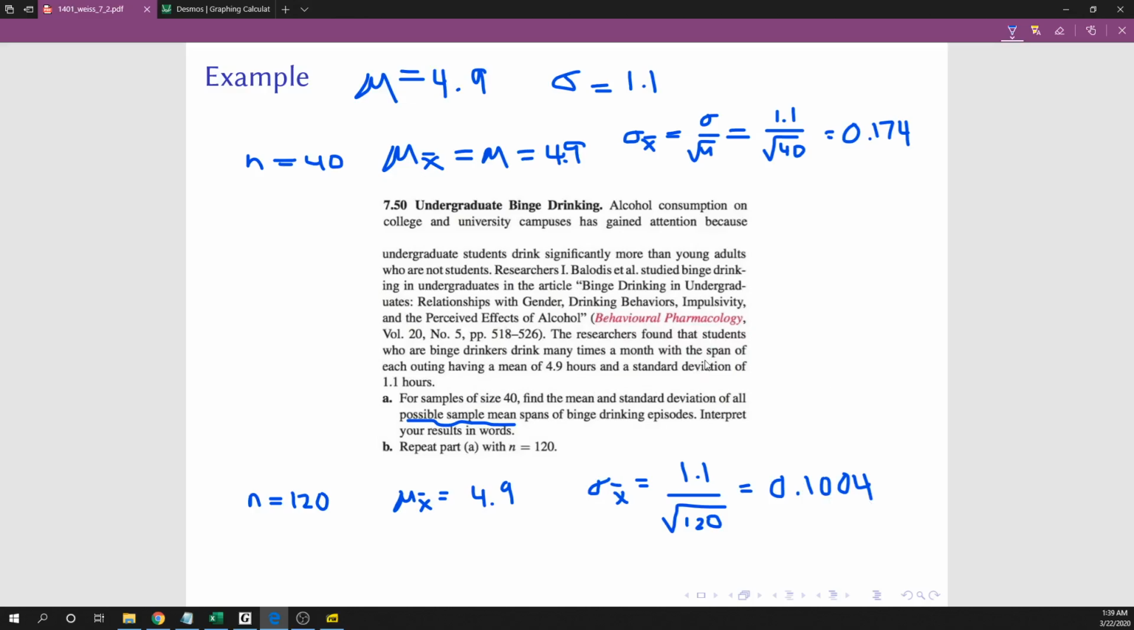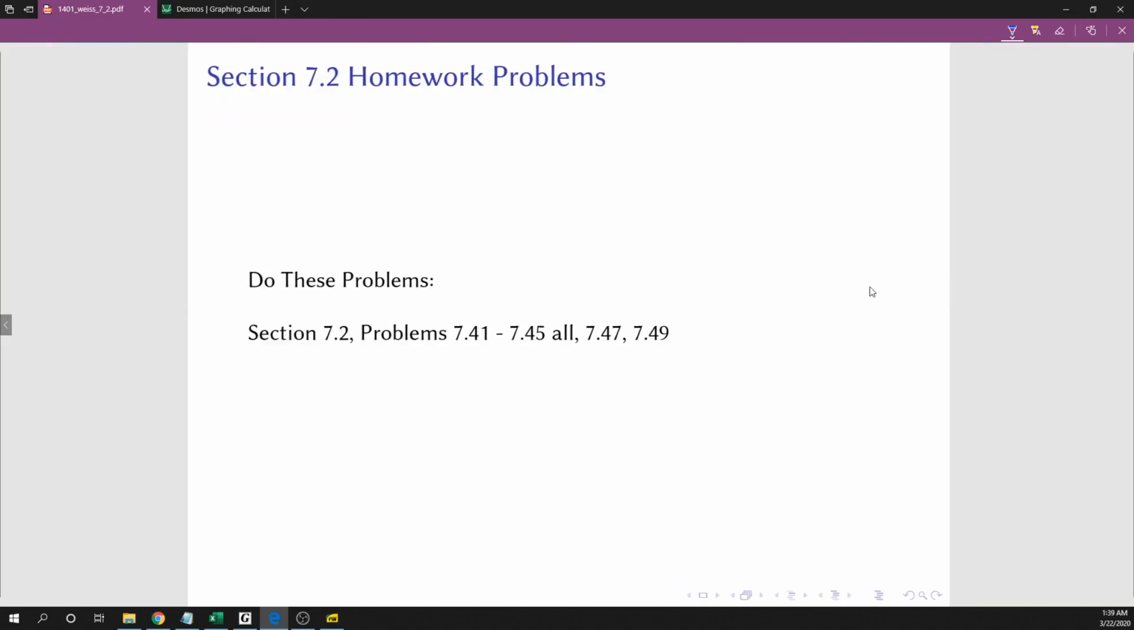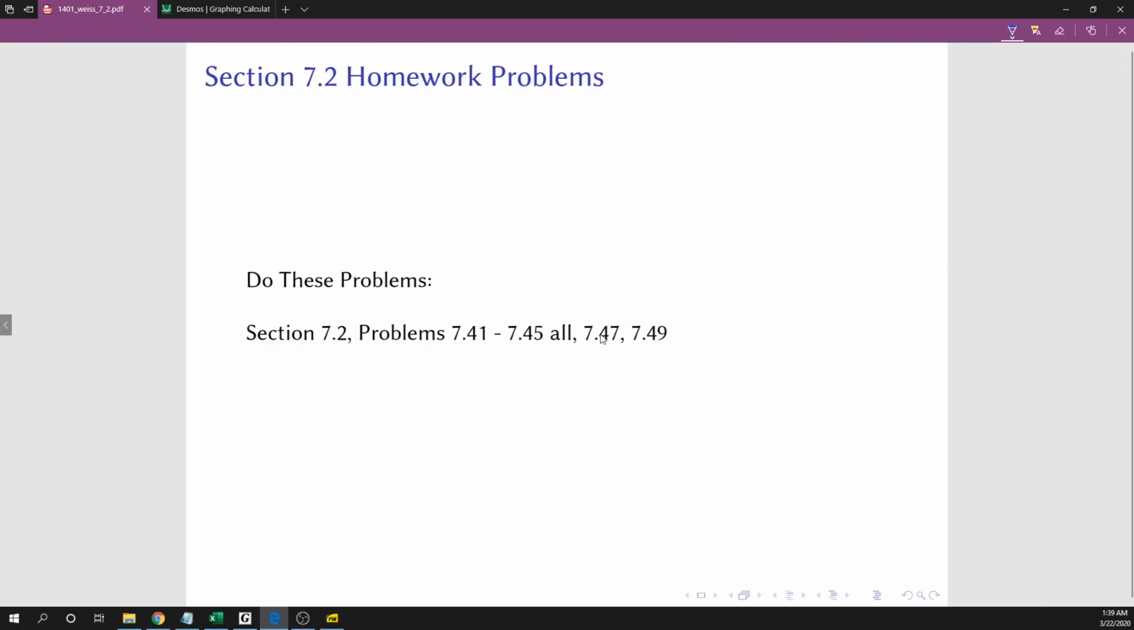Okay, so you should be working these problems very similar to the problems that we just did. And in section 7.3, we will be using these means of the sample means and the standard deviation of all the sample means to calculate probabilities, similar to what we did in section 6.3. Okay, but that will be the next video.